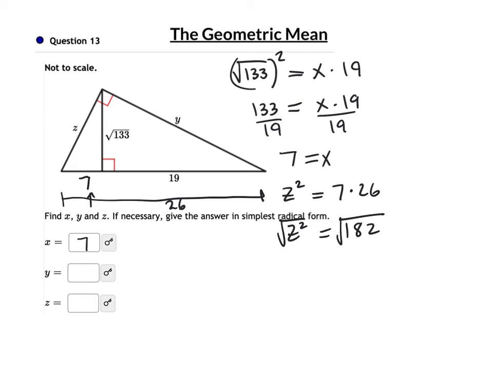This is a tough one, but I want to point out you can tell right here that there are no perfect squares in 182, because 26 is 2 times 13. So that means z squared equals 7 times 2 times 13. Those are all prime numbers. There's no perfect squares anywhere there. Nothing times itself. The square root of 182 is what z is.